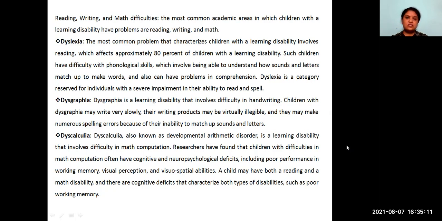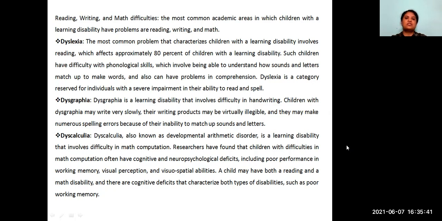And what is dyscalculia? Dyscalculia is known as developmental arithmetic disorder. It's a learning disability that involves difficulty in math computation. Children with it have poor performance in working memory, visual perception, and visual spatial abilities. A child may have both a reading and a math disability, and there are cognitive deficits that characterize both types of disabilities, such as poor working memory.